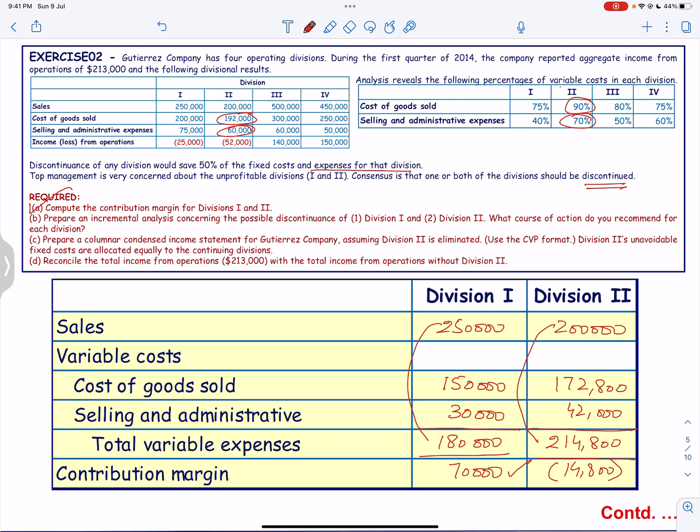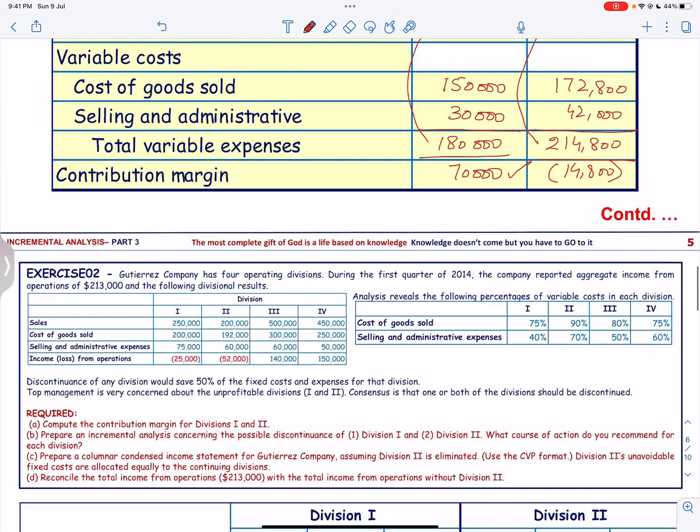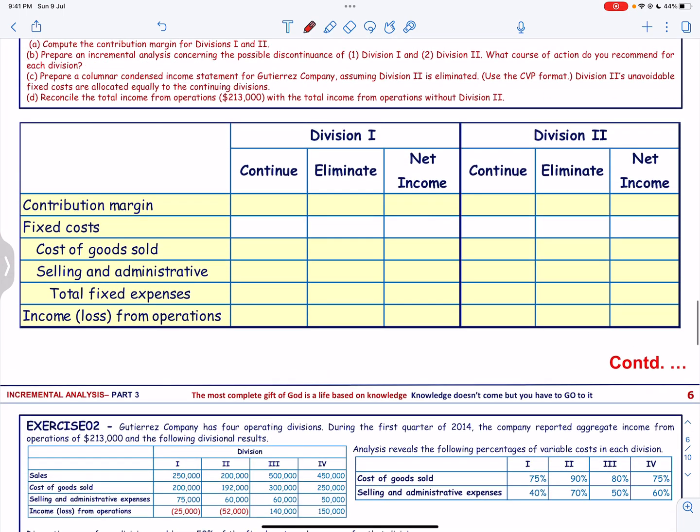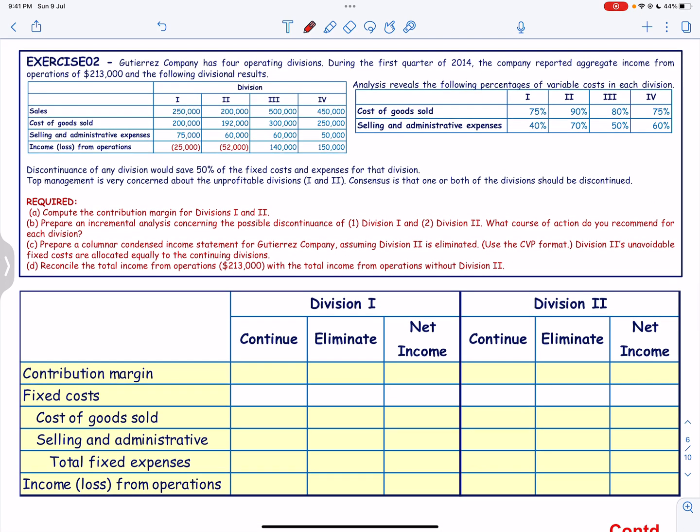Next we have to prepare an incremental analysis concerning the possible discontinuance of division 1 and division 2. What course of action do you recommend for each division? So let us look into part B on the next slide. Now contribution margin we have already calculated, that is 70,000 and negative 14,800. So for division 1, the contribution margin, if we continue, is 70,000, and for division 2, if we continue, will be negative 14,800.